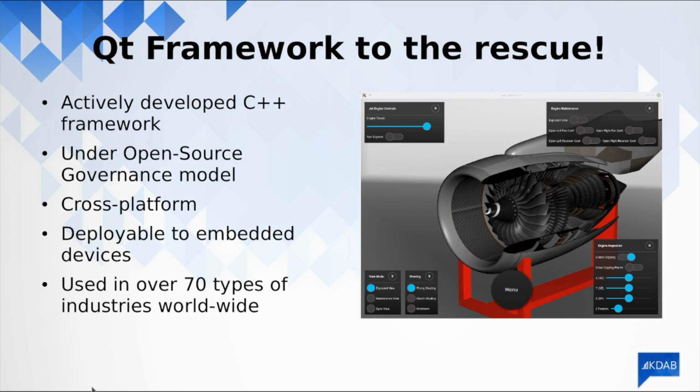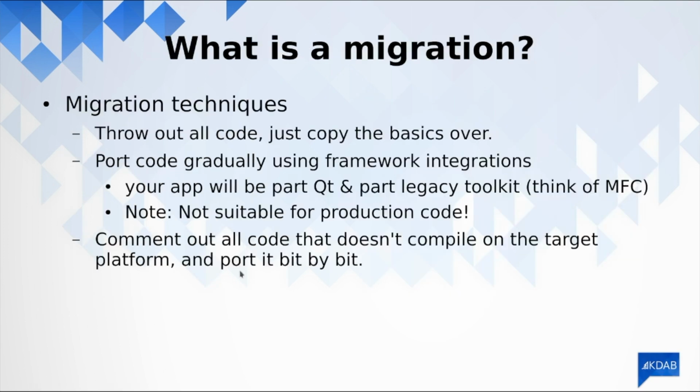It is an actively developed modern C++ application framework which is being managed under an open source governance model. Individual developers and companies work together on advancing Qt in the public. The biggest strength of Qt is the capability to write code once and then let it just run anywhere. Basically on any recent desktop or embedded platform out there. The framework is also being used in a wide range of areas in over 70 types of industries all over the world.